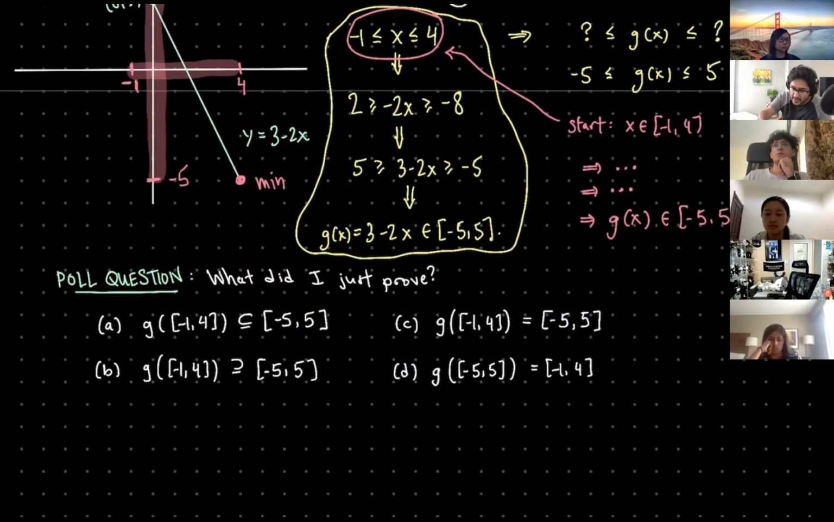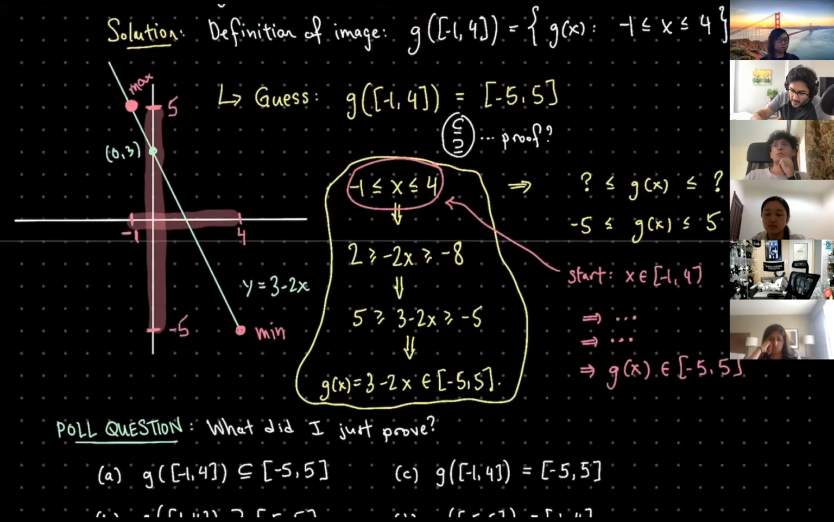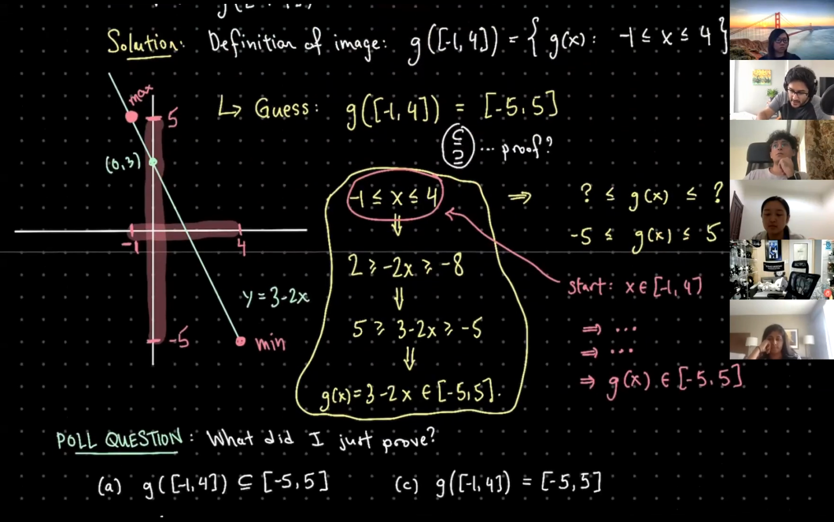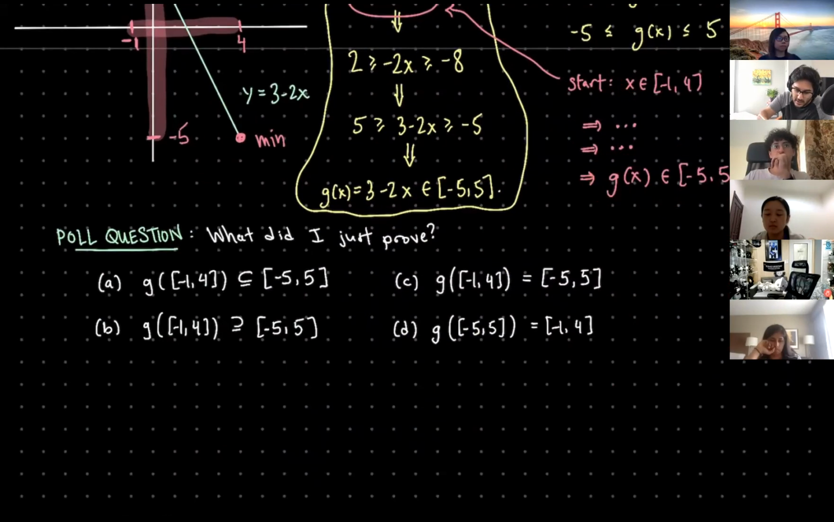So basically this shows that any element in this set here, and the elements of this set are all the possible g of x's where x is in this interval. So what this shows is that when x is in this interval, the output has to be between negative 5 and 5. So the answer is actually A, which was the majority answer.